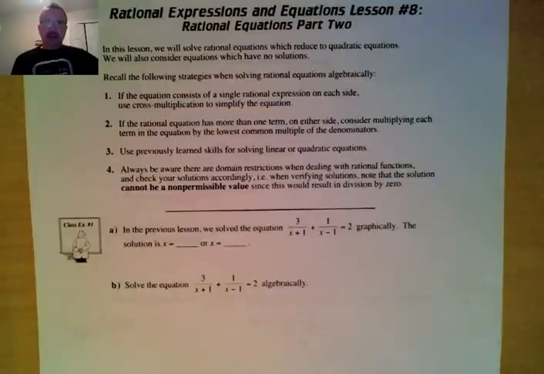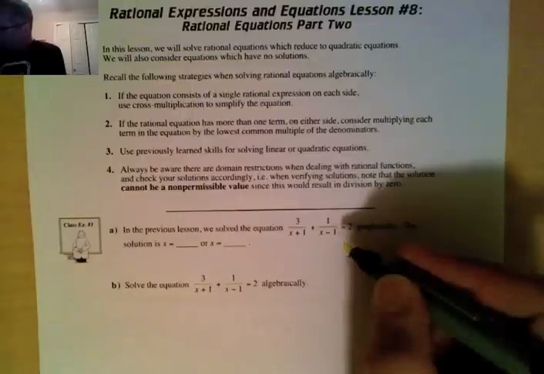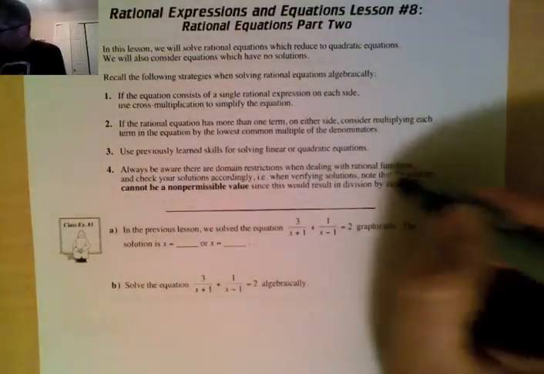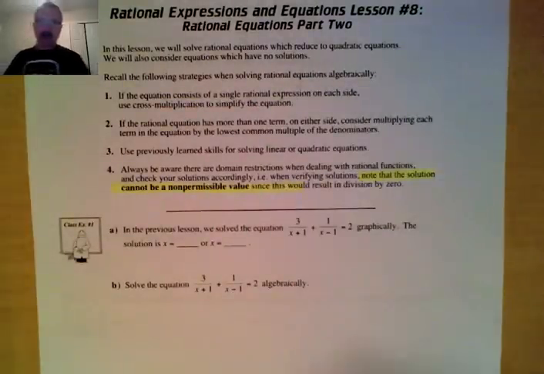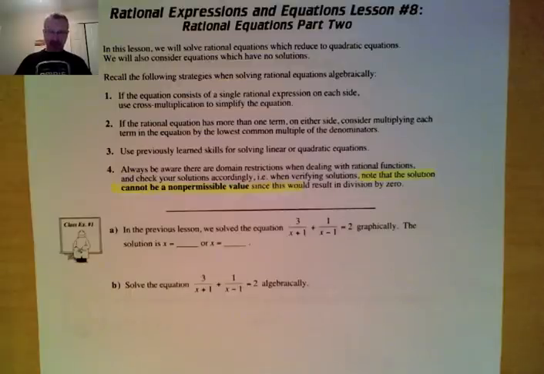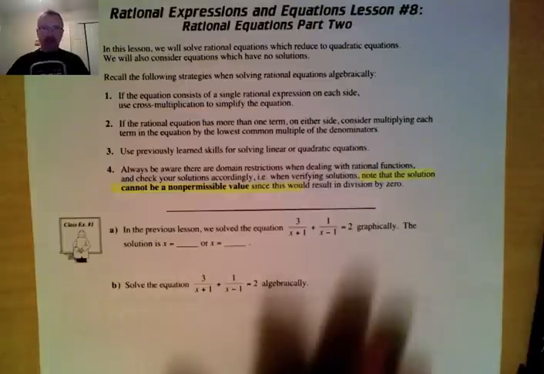This is the second day we're going to work on rational equations. There's not going to be a whole lot new, just a couple new things. A couple things I want to remind you about is that the solution to your problem cannot be a non-permissible value. So you always have to figure out the non-permissible values, and then once you get a solution, you have to check it back in the original question.